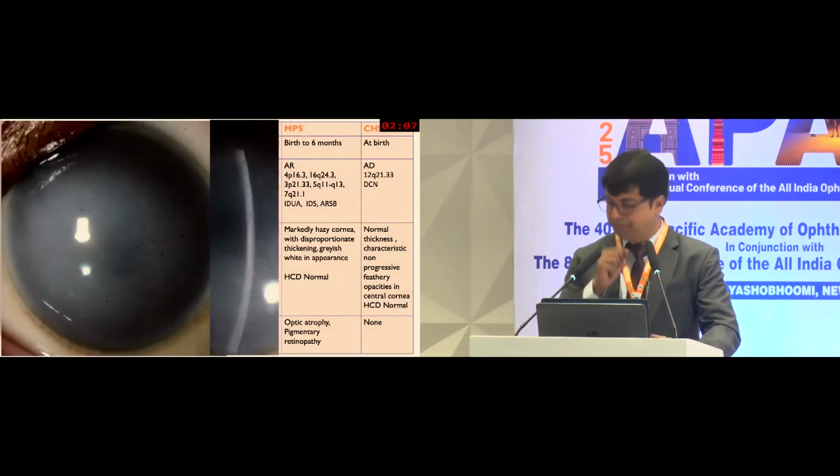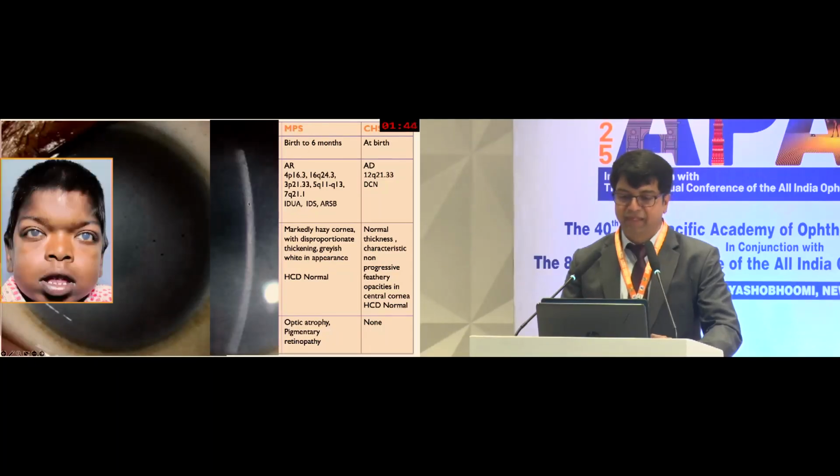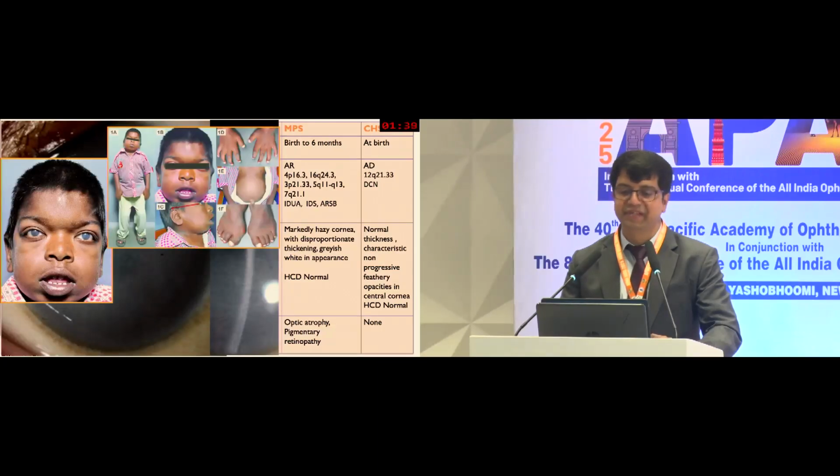Third in the category is mucopolysaccharidosis, what we typically call lysosomal disorders. There are about 9 different types, and type 2, Hunter's, is the only one which doesn't involve the cornea, hence transparency is not affected in Hunter's. It typically manifests between 6 and 12 months, and you have very clear-cut clinical signs. One cannot miss this when you examine the systemic features. They have a very dense grayish corneal opacification.